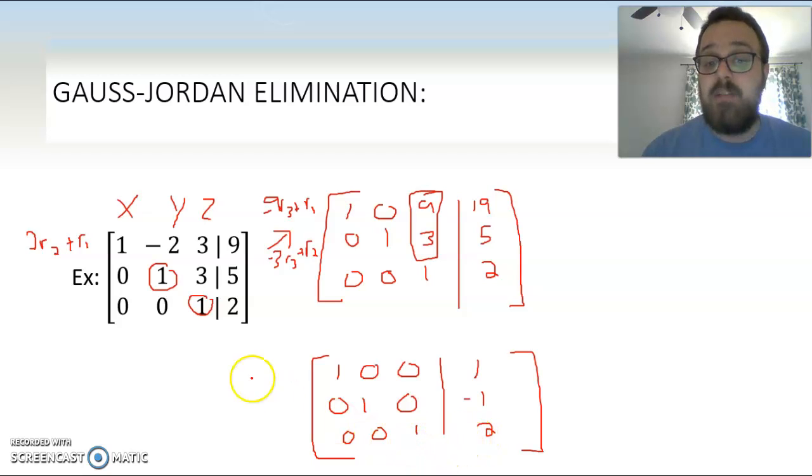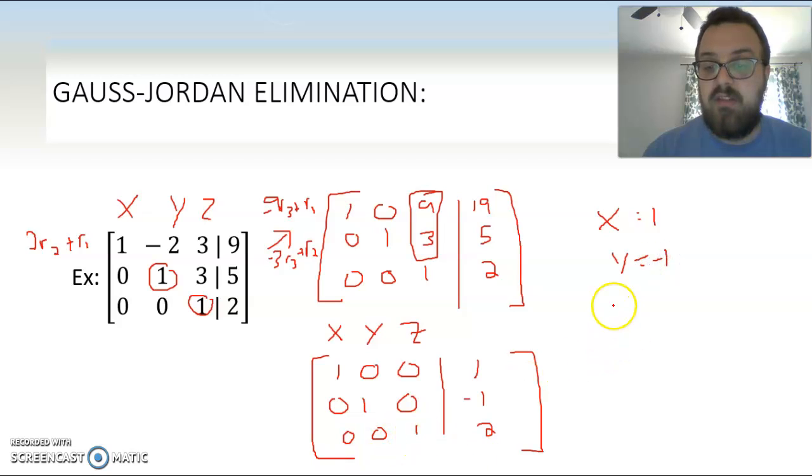If you want to see the logic behind that, remember that this is the column x, this is the column y, this is the column z. My first equation is just that 1x equals 1. It's basically telling me the answer, x equals 1. My next equation only has y, so it's telling me that y equals negative 1. And my last equation only has z, so it's telling me that z equals 2.